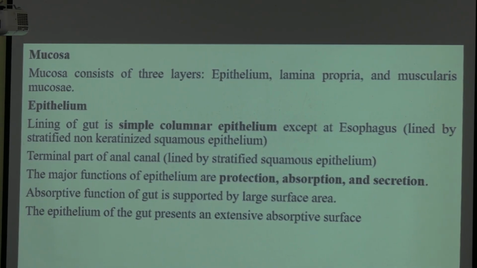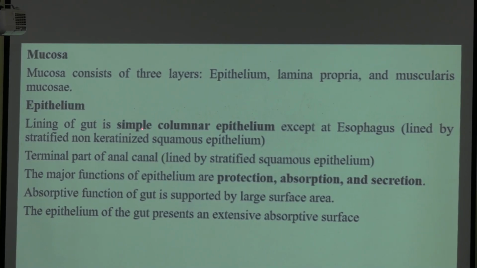Just now I have mentioned that the lining epithelium of the gut is simple columnar epithelium, that also mucus secreting. So from that cell mucus is secreted, that will protect from the enzymes or the acid which is secreted from the various parts of the GIT. So that is the protection. Okay? Next, absorption.